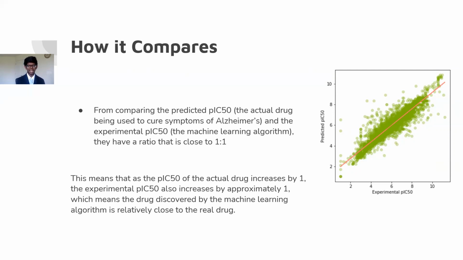What this means is that as the pIC50 of the actual drug increases by 1, the predicted pIC50 also increases by approximately 1, which means that the drug discovered by the machine learning algorithm is relatively close to the real drug which currently cures the symptoms of Alzheimer's. Essentially, this entire project was checking to see if a machine learning algorithm could mimic drug discovery and figure out how exactly pharmaceutical companies use machine learning algorithms for drug discovery like this.